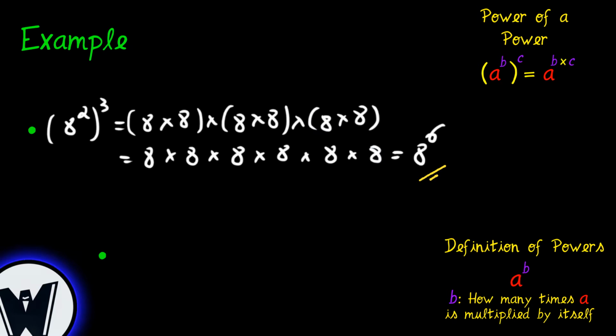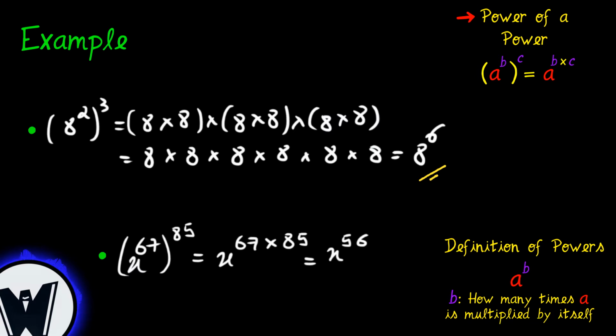Now, for instance, x to the power of 67, to the power of 85. It is more convenient to use directly the property of the power of a power, otherwise we would have to count a lot of x's. Having then x to the power of 67 multiplied by 85, that will result in x to the power of 5695.